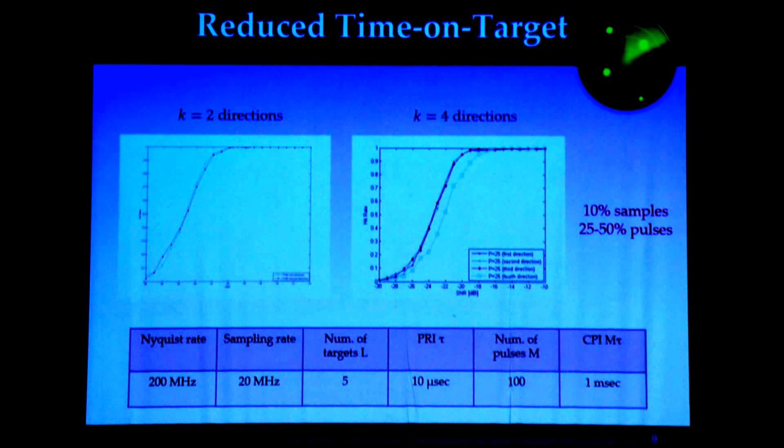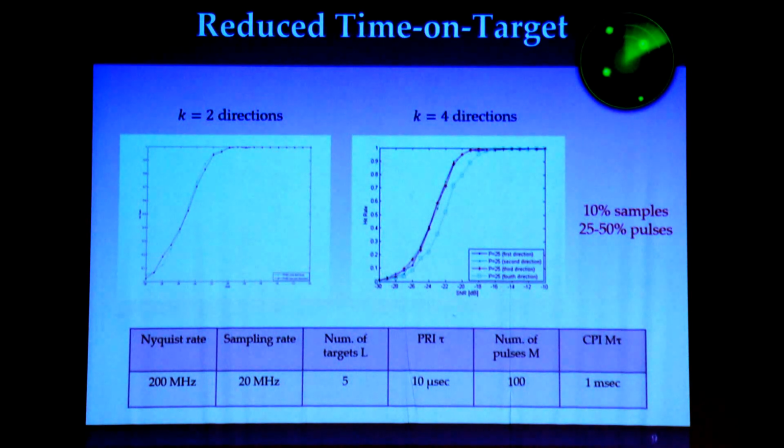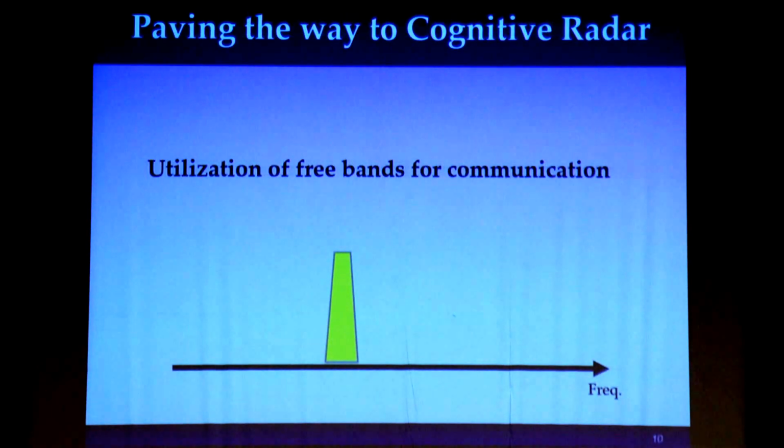Here, in the left graph, we see that we sent 50 pulses out of 100 to 2 different directions. And in the right-hand graph, we see that we sent 25 pulses to 4 different directions, and the recovery is quite the same. So in one CPI, one total processing time, instead of recovering just one delayed Doppler map, we can recover 2 or 4. So this was for the first extension.